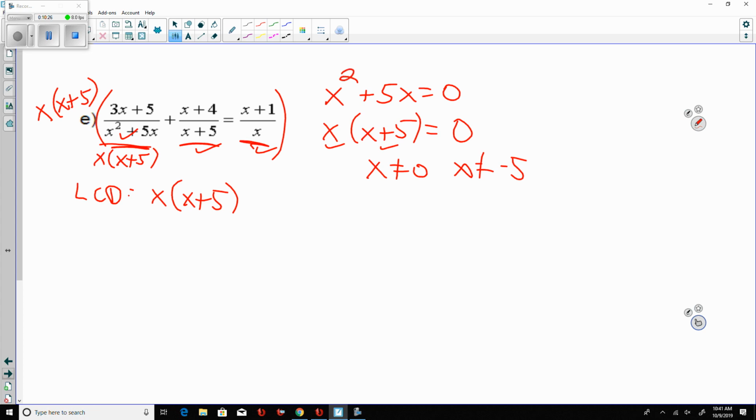So in the first term, the x and the x plus 5 cancel. So you have 3x plus 5 plus. Now this can be a little more difficult to do in your head. You got that x plus 4. Don't lose any of the numerators. The x plus 5 cancels with the x plus 5. What am I left with? x equals x plus 1. This x cancels with the x. What am I left with? x plus 5.